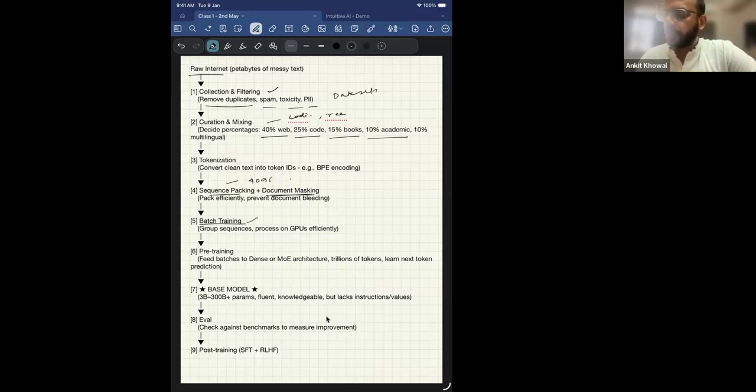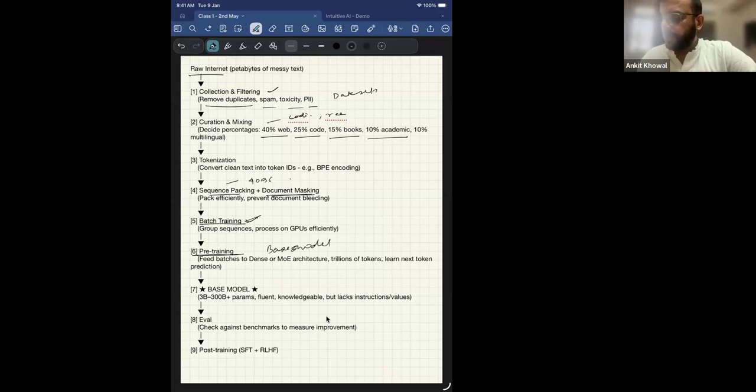Then we saw batch training. What is batch training? We don't want to send one document at a time, get back the response and then update the parameters. Instead, I will send a batch of documents, get their responses back, and then update the loss accordingly. Okay, this will make the process faster. Till this part, pre-training is concluded, and we have a base model. That is what we looked at.